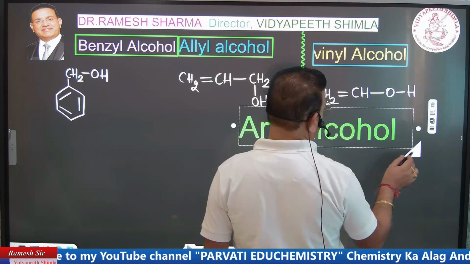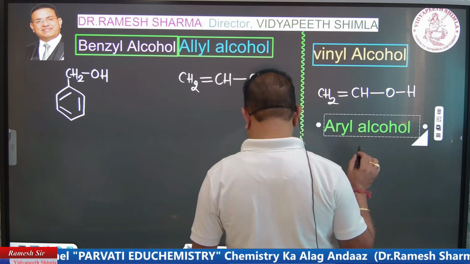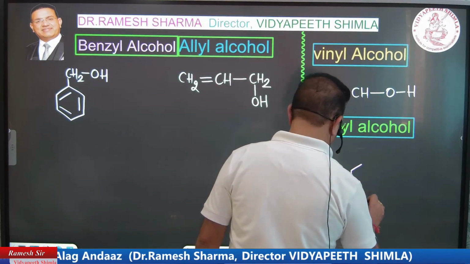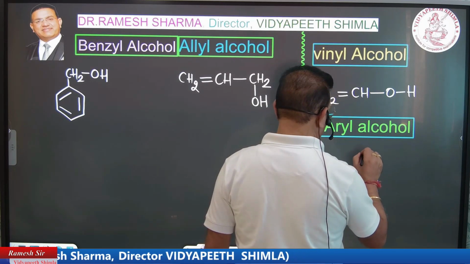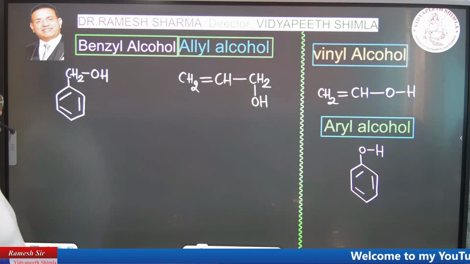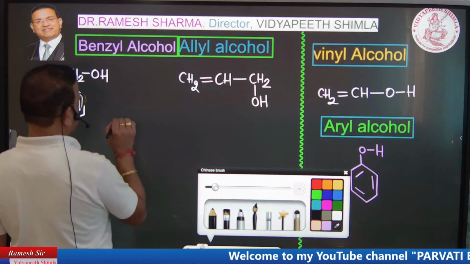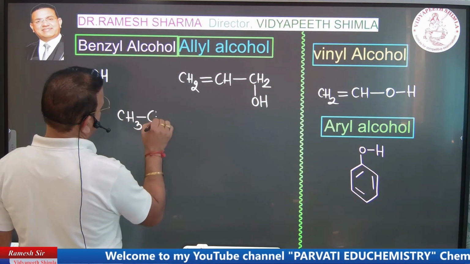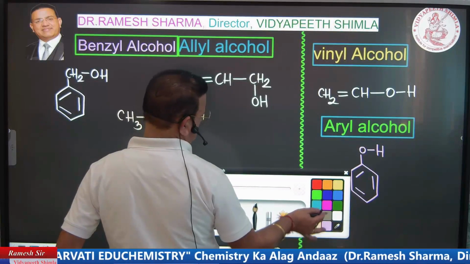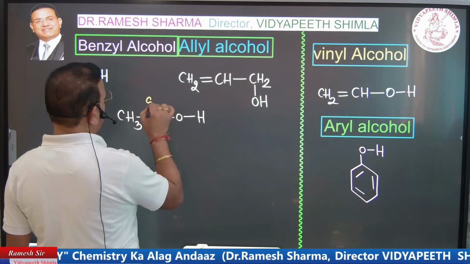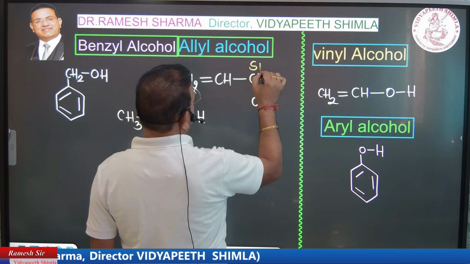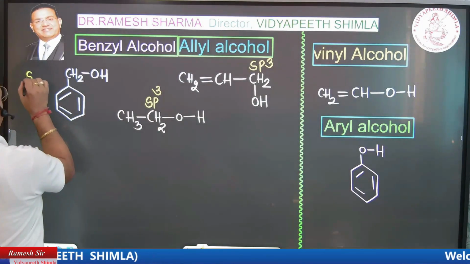In this aryl alcohol, the hydroxide is bonded to sp2 hybridized carbon, similar to vinyl alcohol. So in all cases which we did, that is this, and we did this one also, alkanols or carbinols, it's very clear from here that the carbon to which OH is bonded is sp3 hybridized. This is sp3 hybridized. This is sp3 hybridized.